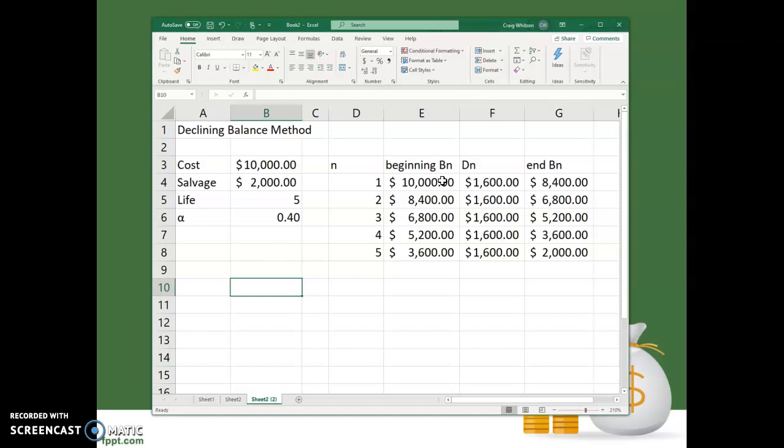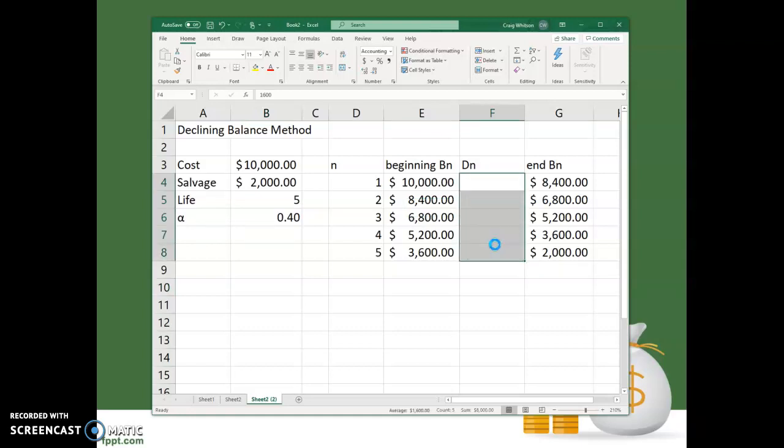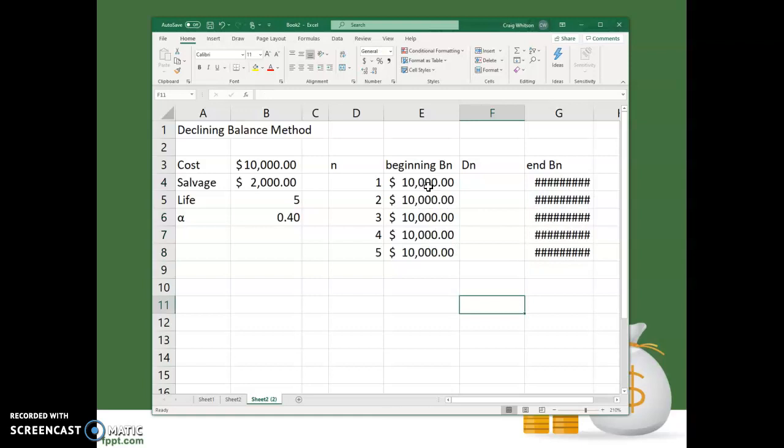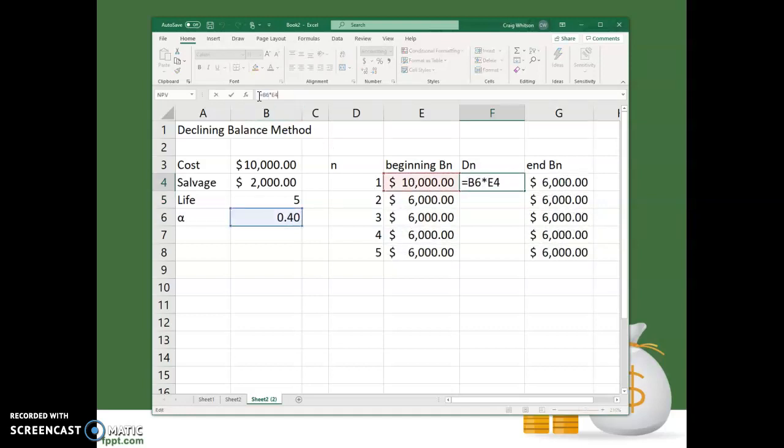So if we start here, let's get rid of these values. Start with a balance of $10,000. Our dn, the amount by which we're going to depreciate this asset, is going to be equal to our alpha value, the 0.4 or 40%, multiplied by the previous balance. And I want to be sure here to lock in that row 6. I want to be able to copy this formula without this cell reference moving down.